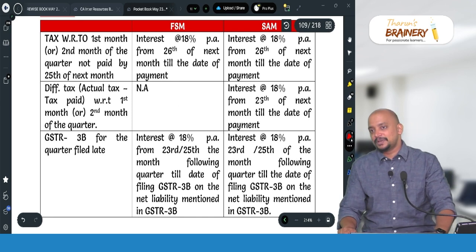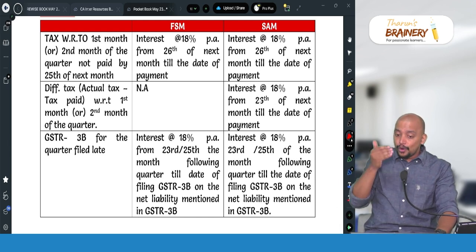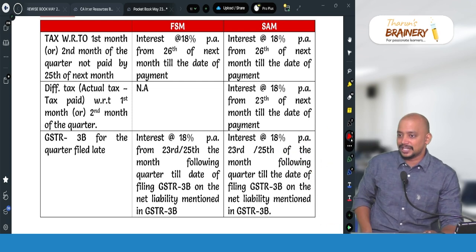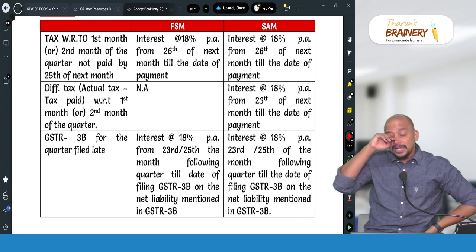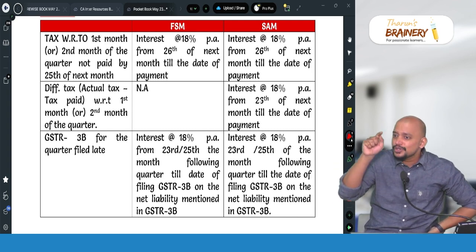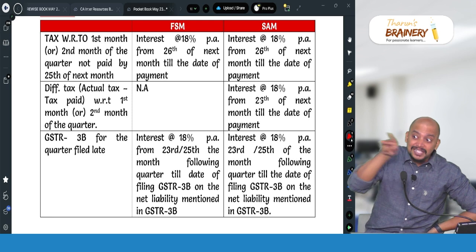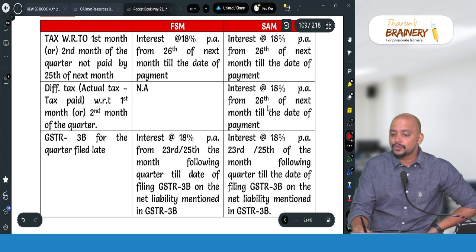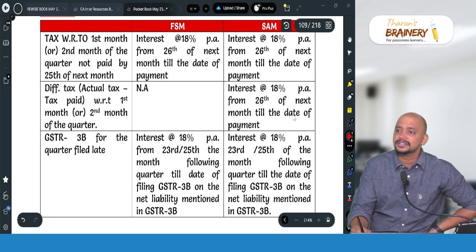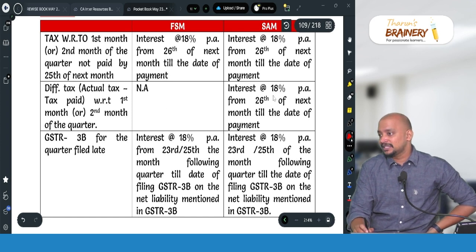Suppose you go to self-assessment method, you have to pay. To discourage people from going into self-assessment method, they brought this interest. You paid 35,000 under self-assessment method, but the actual liability is 40,000. Now on that 5,000 rupees you have to pay interest because you are under self-assessment method. Had it been fixed sum method, you don't have to pay that interest. So interest at 18% per annum from the 26th of the next month till the date of payment, on the differential amount. You understood the difference? Clear? In fixed sum method that interest is not there, but in self-assessment method interest is there.